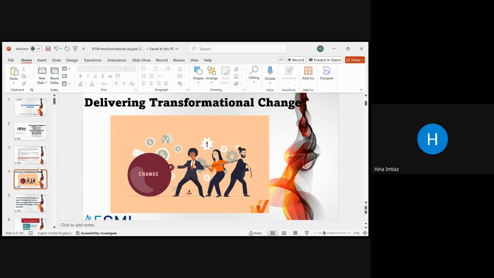But this lecture will basically tell you the concept of transformational change in the context of environment and sustainability. First of all, I want to tell you what transformational change is. Basically, it's a fundamental shift in the way organizations, systems, or individuals operate, leading to significant improvement in environmental and social outcomes.